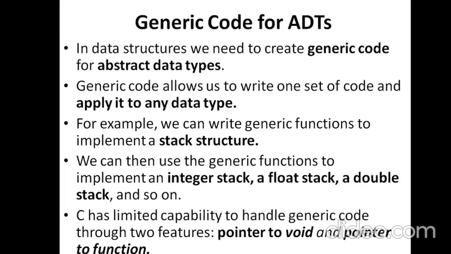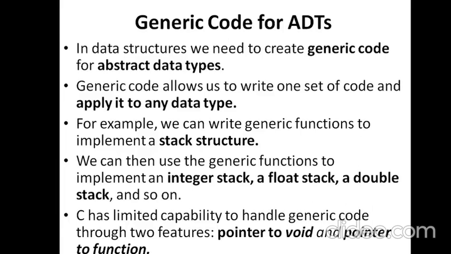Now coming to C programming, it has a very limited option for implementing generic code. So we are going to consider two examples and discuss them in detail. The first example is pointer to void, or in other words, void pointer. The second example is pointer to function. I believe most of you are familiar with both these concepts.